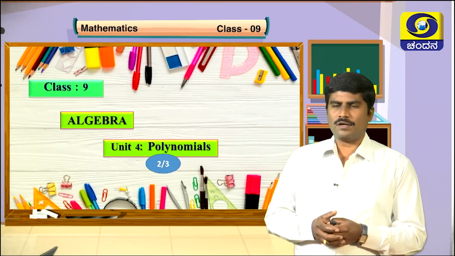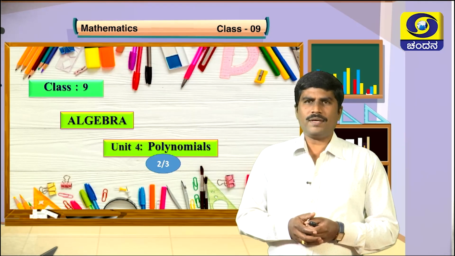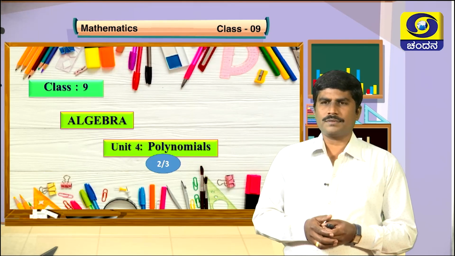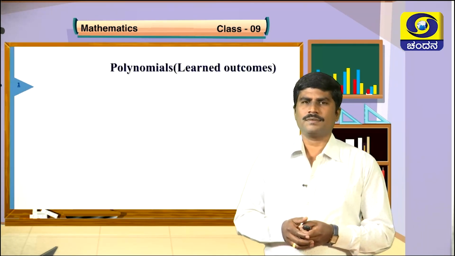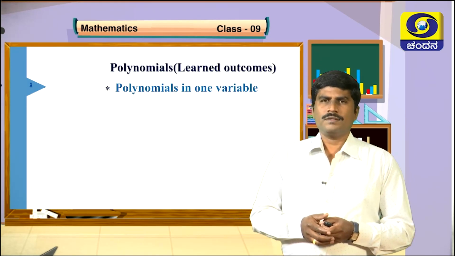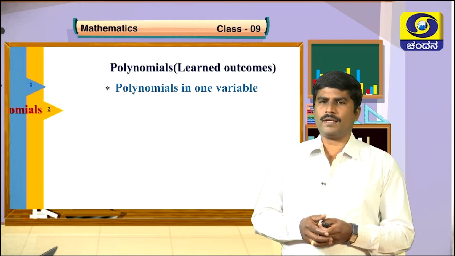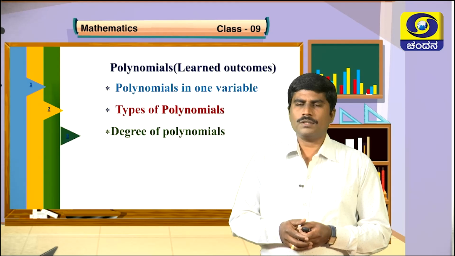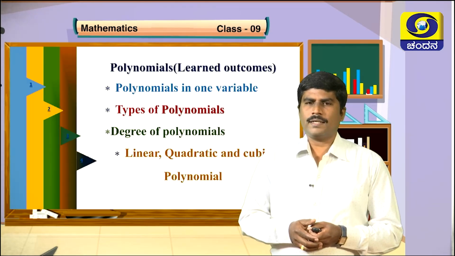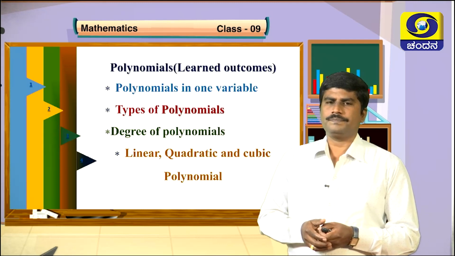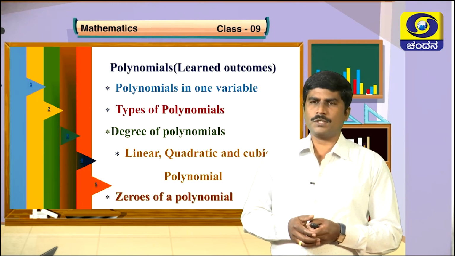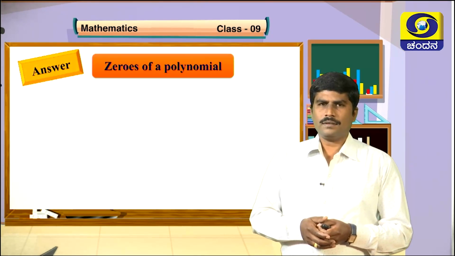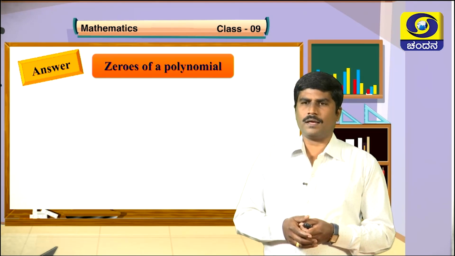We'll discuss polynomials, second part. In previous classes, we came across many homework problems that will be discussed in this class. We have learnt about polynomials in one variable, types of polynomials, the degree of a polynomial, linear, quadratic and cubic polynomials, and finally zeros of a polynomial. So let us understand and analyze the answers for the homework questions.